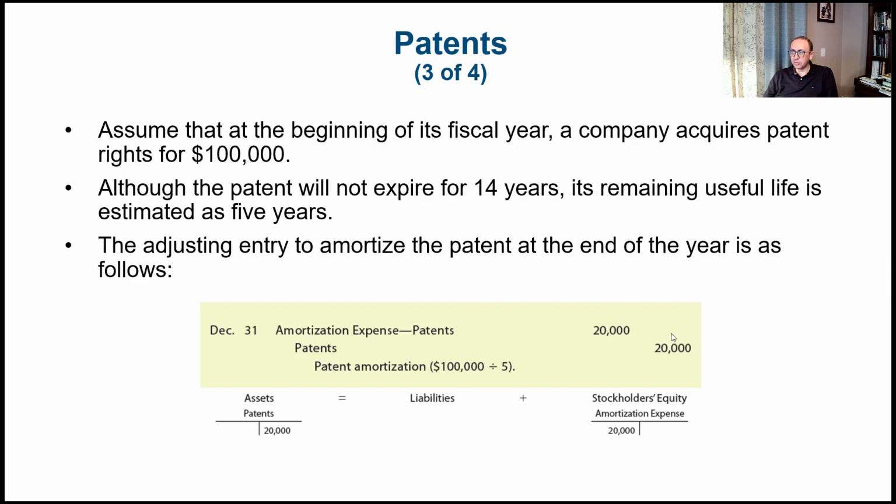And how did we get the 20,000? It's just 100,000 divided by the estimated useful life of that patent, which happened to be 5 years. So don't use the 14 years. What if the legal life is less than the estimated useful life? Then go with the legal life. So whatever is lower, we have to use it. So we took the 100,000 divided by 5, and it's $20,000.